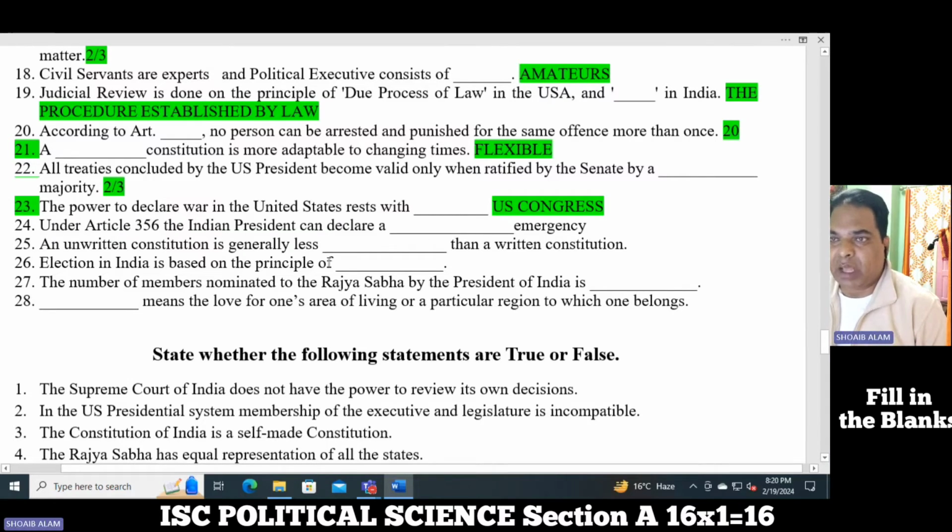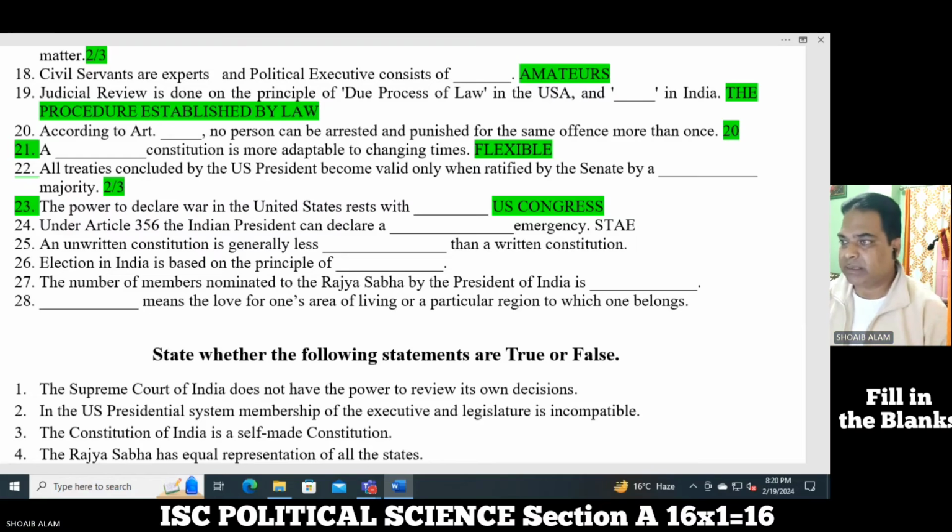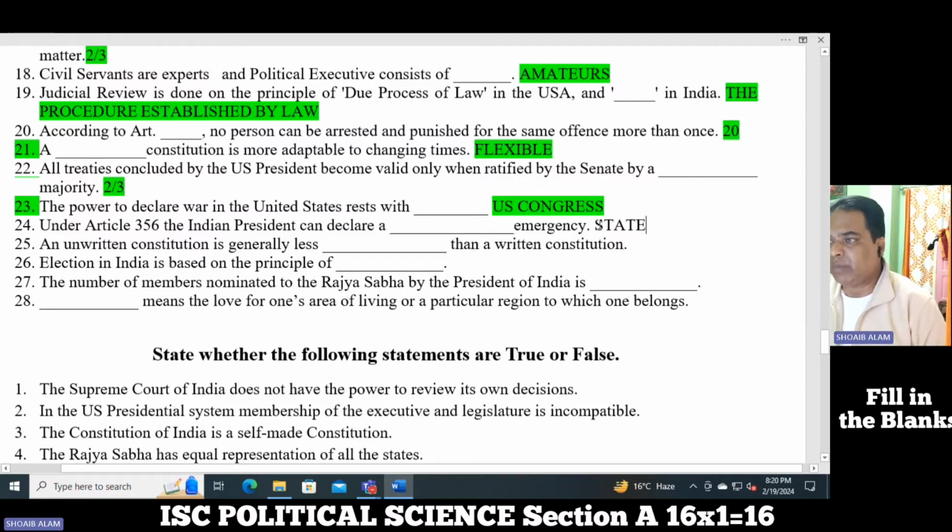The next one, under Article 356, the Indian president can declare a dash emergency. So what is that emergency called? Under Article 356, Indian president can declare a dash emergency. So definitely under 356, state emergency.